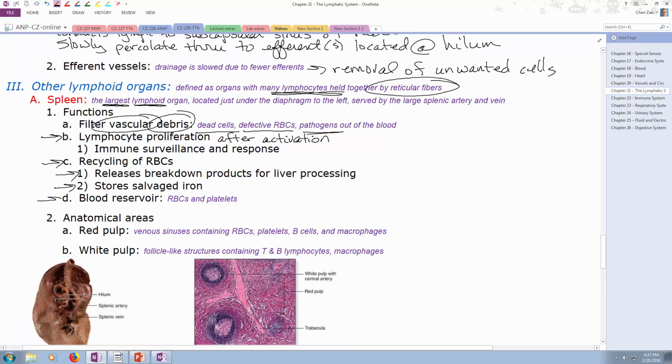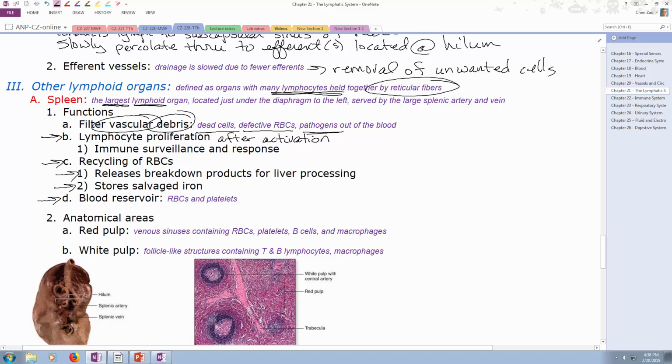The spleen is also an excellent reservoir for red blood cells and platelets, and so if we're having some sort of actual hemorrhage occurring, the spleen will actually give you a little auto transfusion and squirt a little bit of extra blood and platelets into your bloodstream to try and save you. It's just one of the nice things that the spleen does for us.